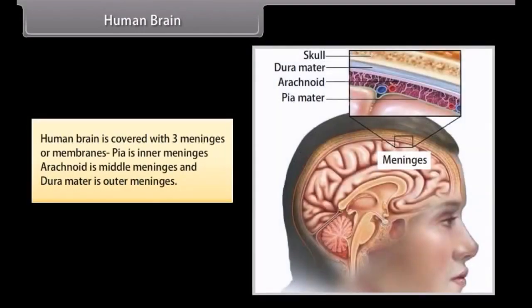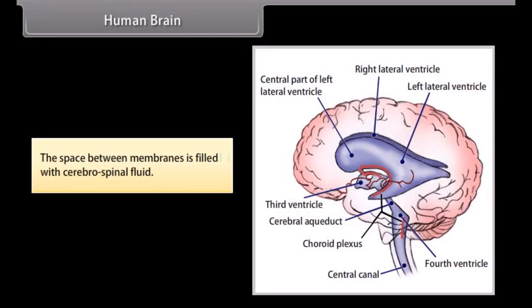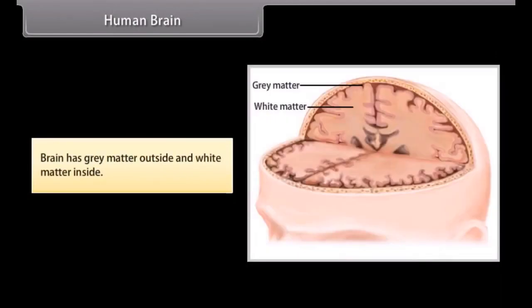The human brain is covered with three meninges or membranes. Pia is the inner meninges, arachnoid is the middle meninges, and dura mater is the outer meninges. The space between membranes is filled with cerebrospinal fluid. The brain has gray matter outside and white matter inside.